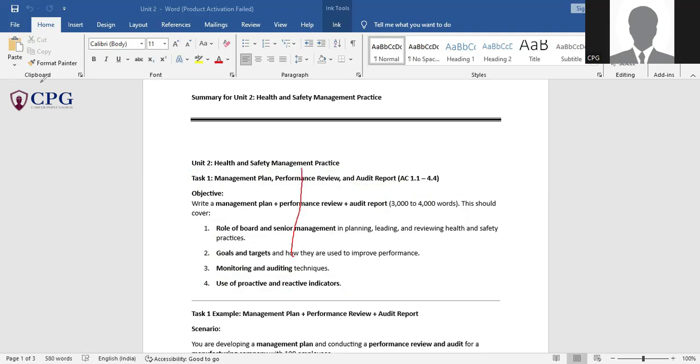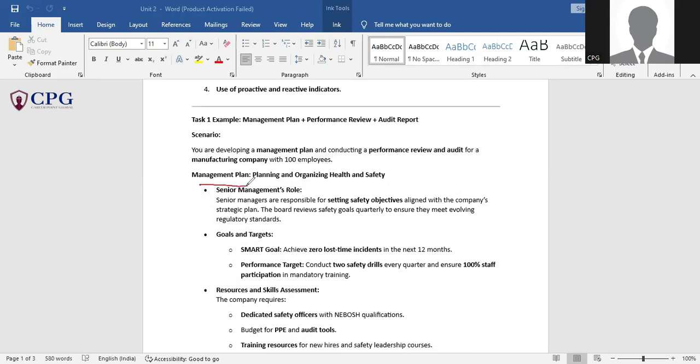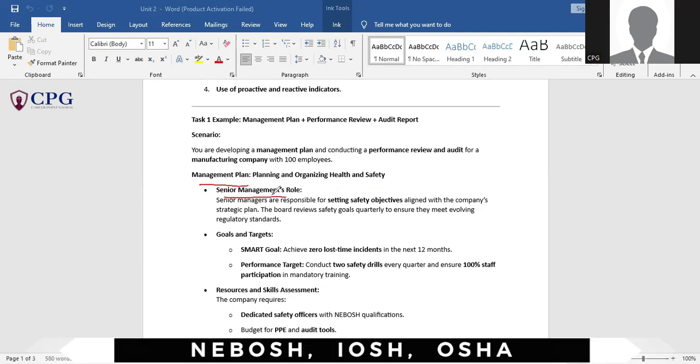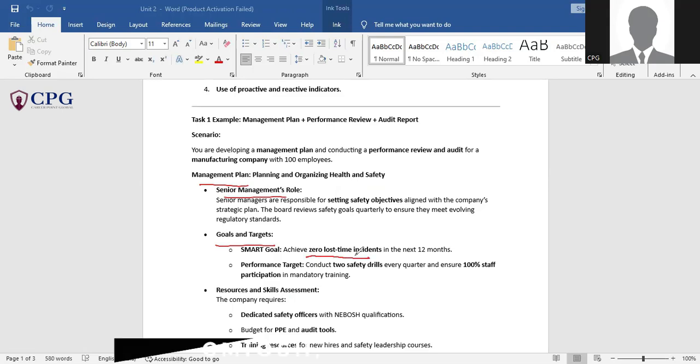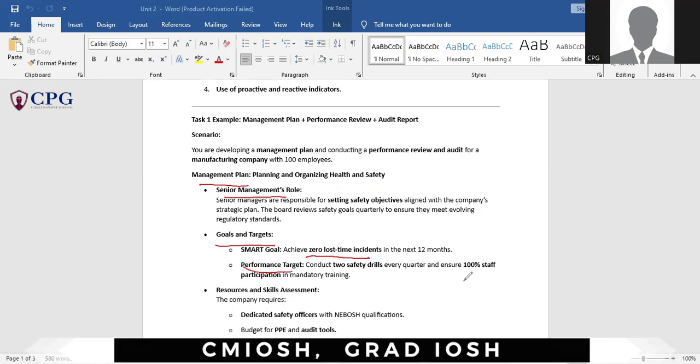Let me give you one example of how we will be dealing with this task 1. First, we deal with the management plan. In the management plan: what is the management role, who is the responsible person, and what goals and targets are they setting? How will they achieve zero lost time injury in the next 12 months? And then a performance target, such as 100% staff participation in mandatory training. This is just an example.